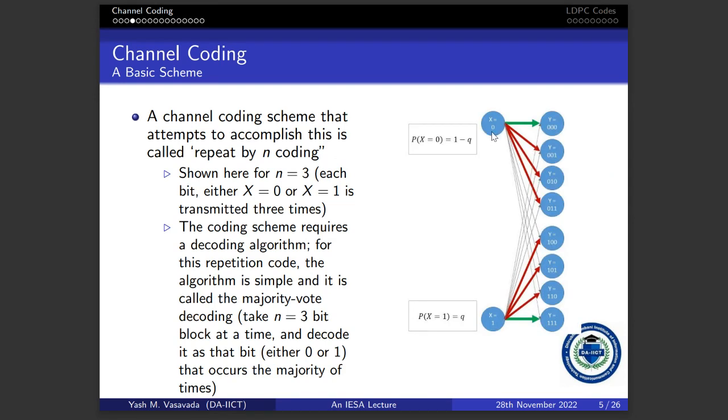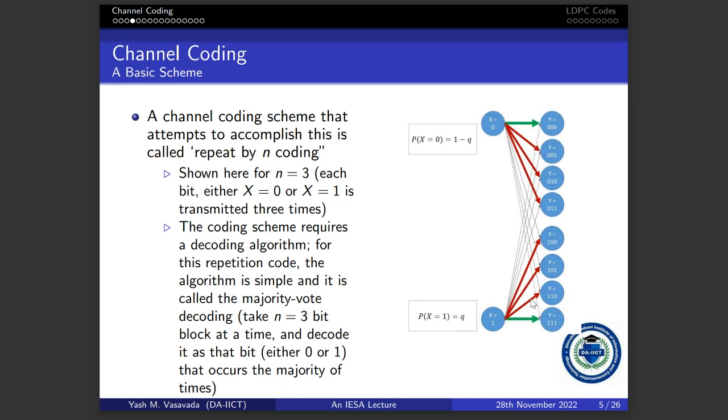So if bit 0 gets received as 0 0 0, then the receiver has no confusion. But even if 1 bit gets flipped, so 0 0 0 turns into 0 0 1, 0 1 0, or 1 0 0, then also the receiver can say with high confidence that it's most likely bit 0 that was transmitted. And similarly, when 1 bit gets flipped when the transmitter sends 1, then the receiver can say with high probability that bit 1 was transmitted.